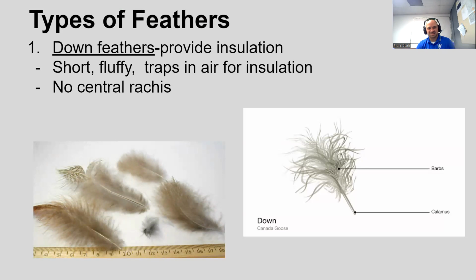The goal for these is to trap a lot of air close to the bird. You're going to see these on the chest of the bird underneath that exterior plumage, and they provide insulation, and humans use them for insulation too. Like I said, we'll have down comforters that are just full of down feathers that make great insulators for different things.